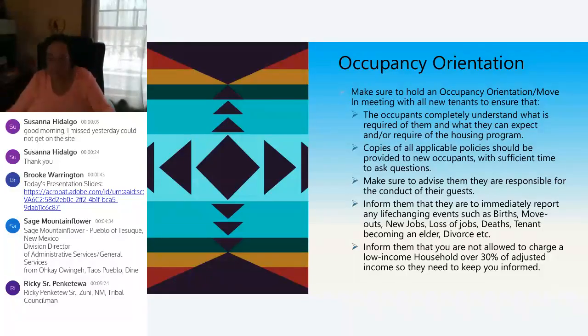Inform them that they are to immediately report any life-changing events such as births, move-outs, new jobs, loss of jobs, deaths, tenant becoming an elder, divorce. Inform them that you're not allowed, again, to charge them over 30% of that adjusted income, so they need to keep you informed.